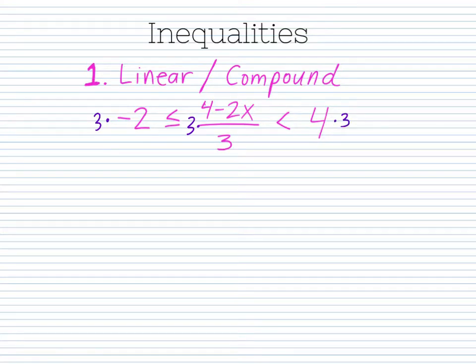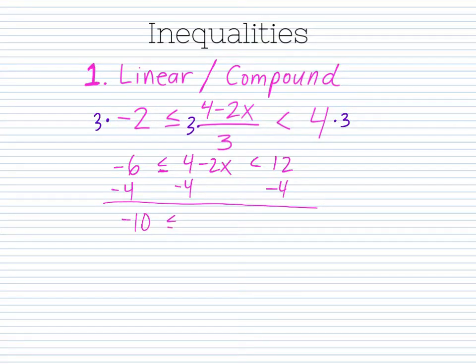And that's going to leave me with -6 on the left, 4 minus 2x in the middle, and 12 on the right. Next thing I need to do is subtract 4. What you do at one spot, you do in all three spots. So that's -10 on the left, -2x in the middle, and 12 minus 4 is 8.